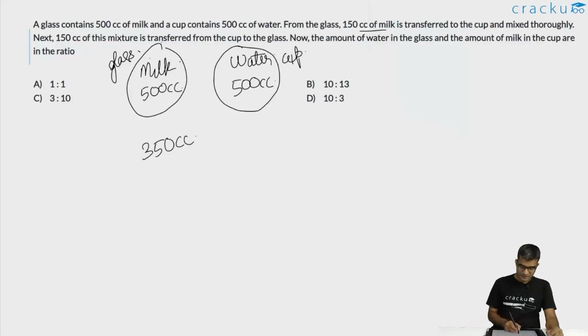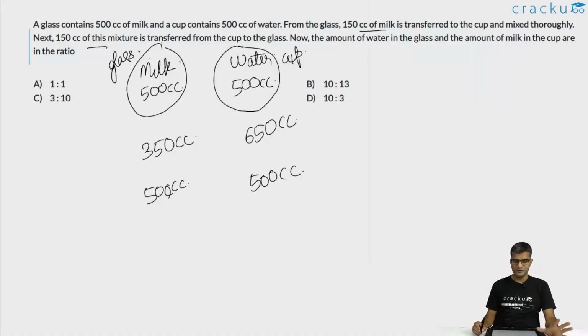Volume in the cup is 650 cc. This is a solution, but the volume is 650 cc. Next, 150 cc from the mixer is transferred from the cup to the glass. So again this will have 500 cc and this will have 500 cc. But now both of them are solutions. They are not pure milk or pure water.